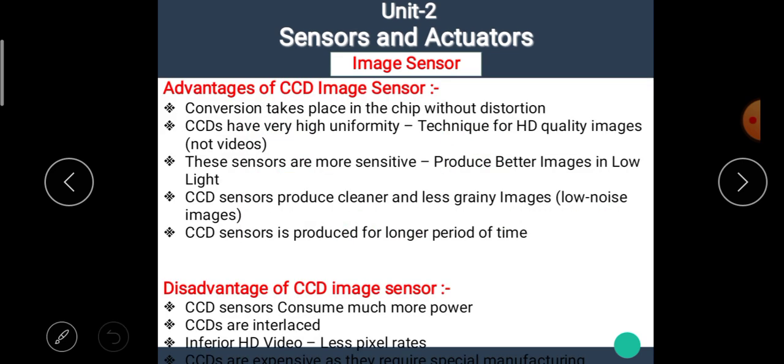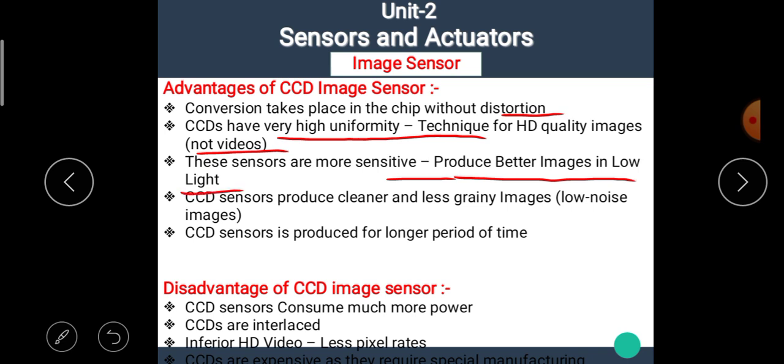That means CCDs are used in high resolution and high quality, while CMOS is used in low resolution and low quality. Now let's see the advantages of CCD image sensor. The conversion takes place in the chip without distortion. The CCDs have very high uniformity technique for HD quality images, not for videos. These sensors are more sensitive, that is, they produce better images in low light. CCD sensors produce cleaner and less grainy images, that means they produce low noise images. CCD sensors have been produced for a longer period of time.